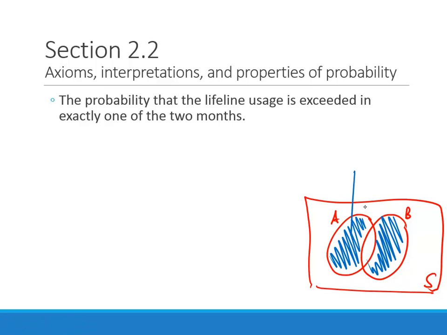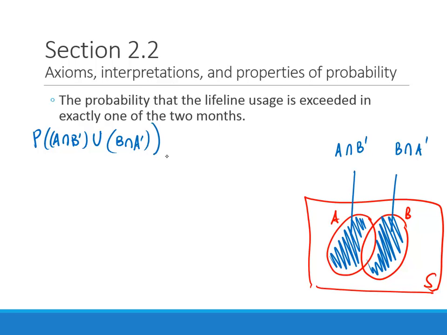So again, this shape here is A intersect B complement, right? So that's the shaded area. Everything in A that's not in B, and similarly over here is B intersect with everything that's not in A. So I should not have erased what I just did, but if I want the probability of A intersect B complement, I want to take that union with B intersect A complement.